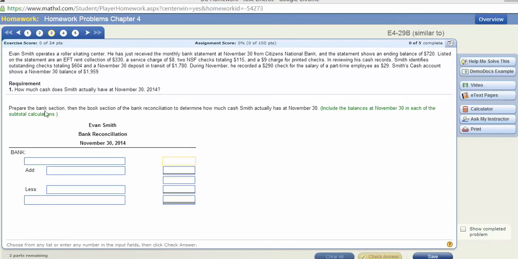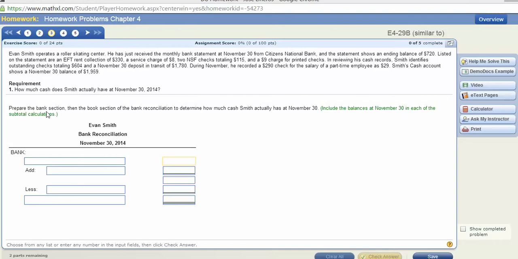They say prepare the bank section, then the book section of the bank rec. The bank section is the one that starts with the bank balance and then comes down to true cash. The book section is what starts with the books' version of cash and then trues up the cash to what it really is. The bank section starts with the ending balance on the bank statement.